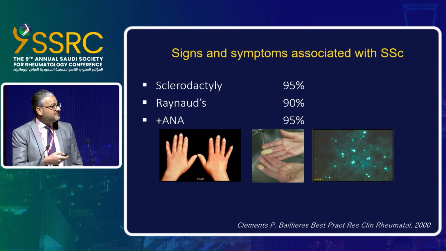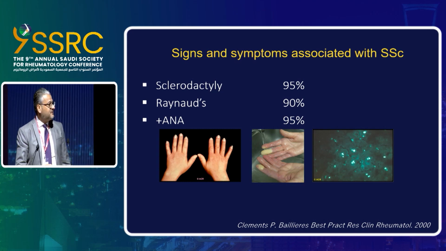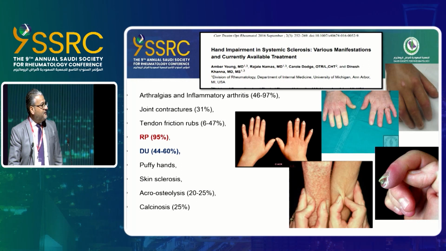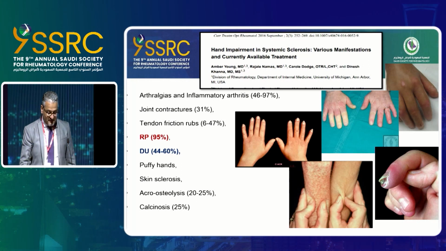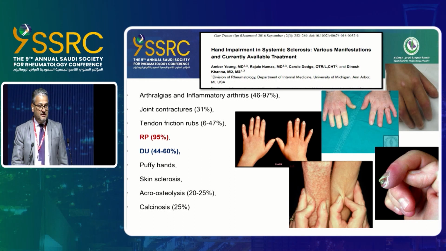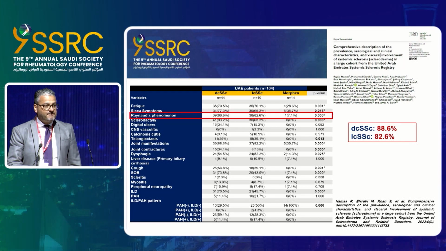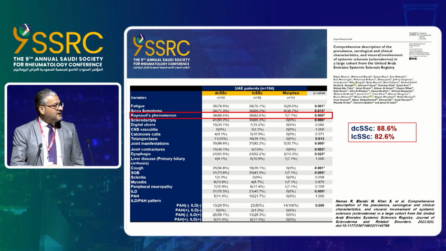But if you have Raynaud's, and you have scleroderma-specific antibodies, you can confidently tell patients that they have scleroderma. If absent, then you need to do a biopsy, and look for secondary causes such as scleromyxedema and other mimics of scleroderma. If we look at this review article, Raynaud's phenomenon is present in about 95% of patients, and digital ulcers in about 60%. In our registry, 88.6% in the UAE have Raynaud's phenomenon.